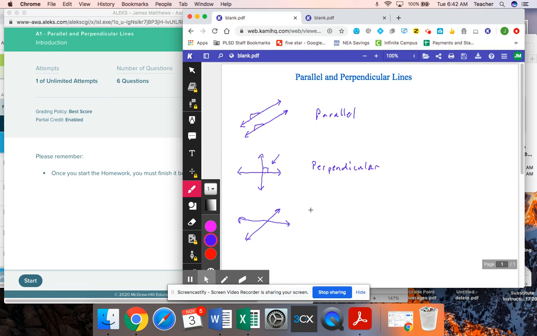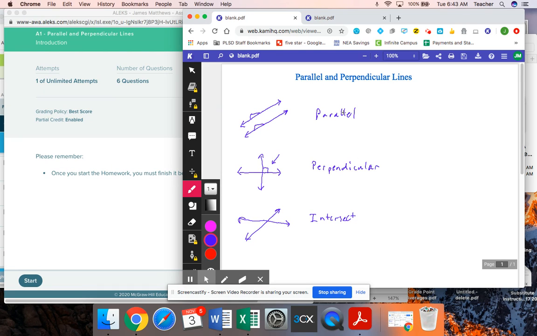Perpendicular. And then when they just cross like that, we just say that these lines intersect. So not all lines that intersect are perpendicular. And not all lines that are perpendicular, well, actually all lines that are perpendicular do intersect. All right. So let's make sure that we're clear on that.